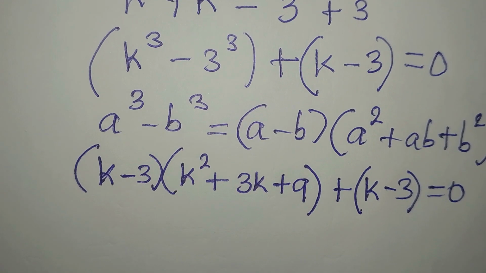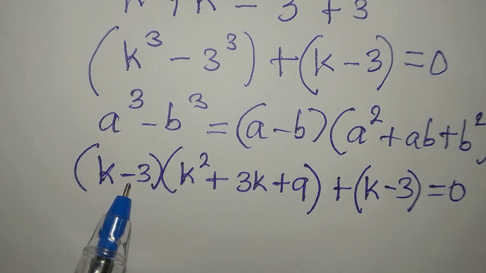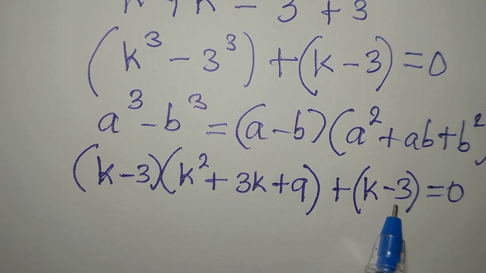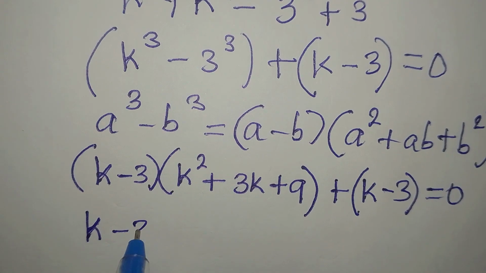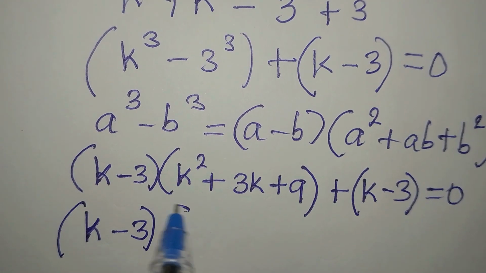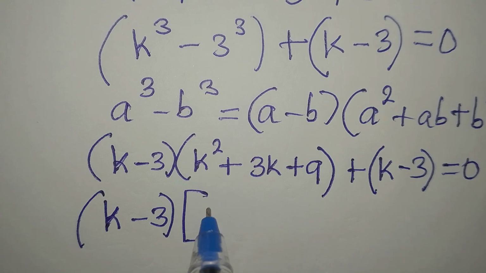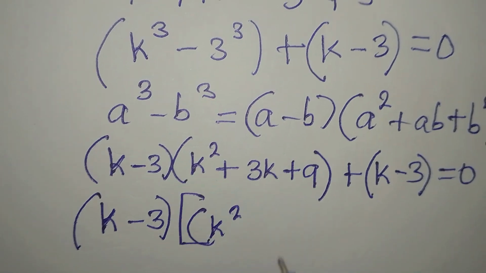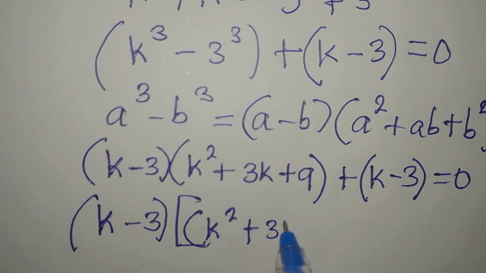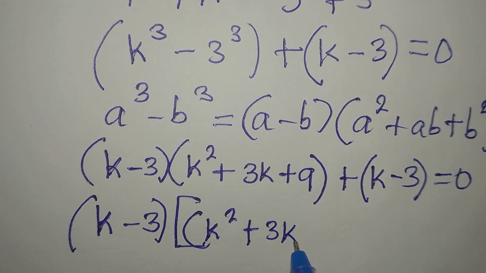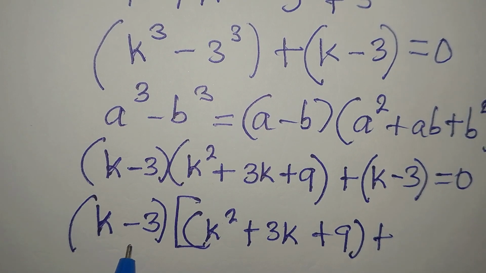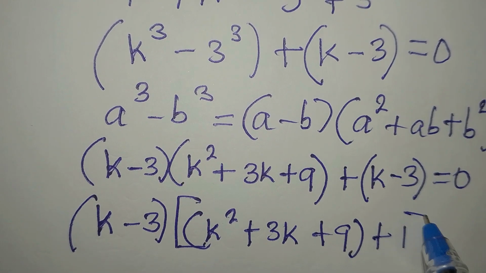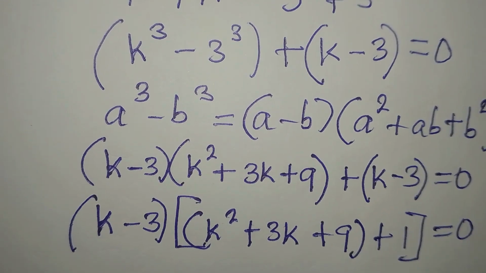Now from here we have this and we have that. They are the same thing, so we can factorize. K minus 3 is a common factor. Then here I have k squared plus 3k plus 9. Then plus k minus 3 divided by k minus 3 will give 1. So I'll close this and equate to 0.